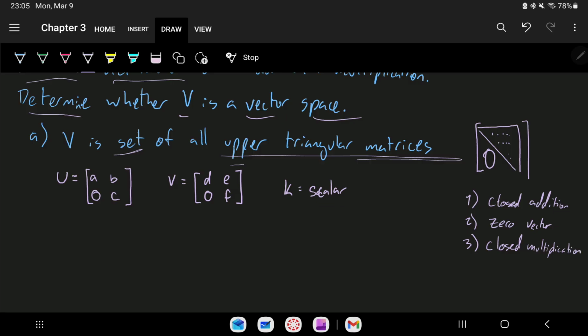All right, so our first question, I don't even need to draw the circle there because we've already established that this is standard addition and standard multiplication. We want to determine if U plus V is also an upper triangular matrix. Well, if we're just doing a standard component addition, then U plus V, the first cell is going to be A plus D, B plus E, 0 plus 0, and C plus F, right?